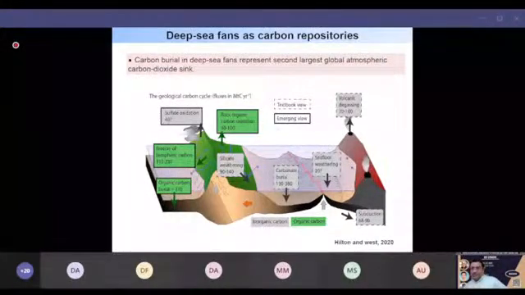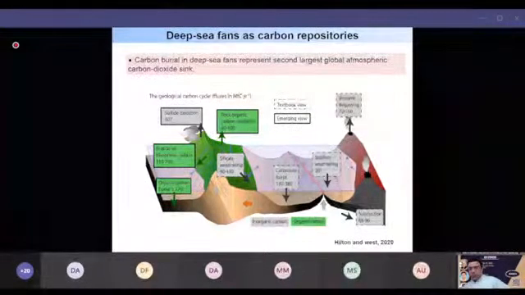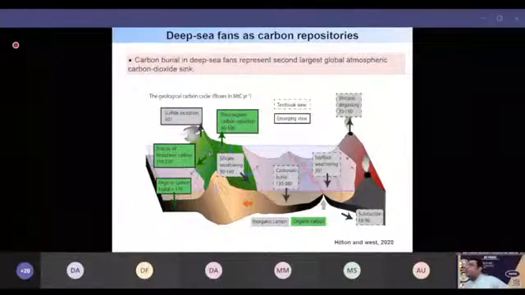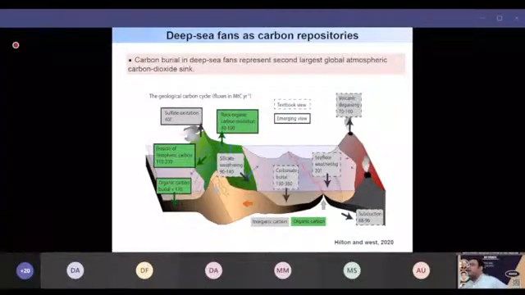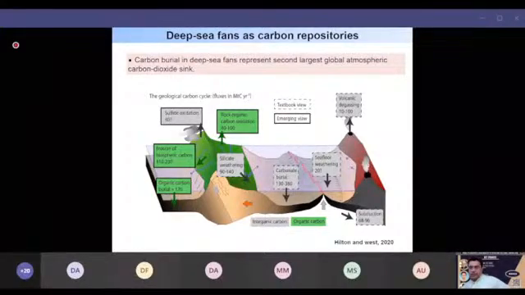So very important. This is a really nice diagram from Bob Hilton and Joshua West, where they showed the different sources and sinks, a quantified view of those different sources and sinks of atmospheric carbon. An interesting part is that the organic carbon burial in those deep sea environments is the second largest carbon sink. So they represent the second largest global CO2 sink. So really important.